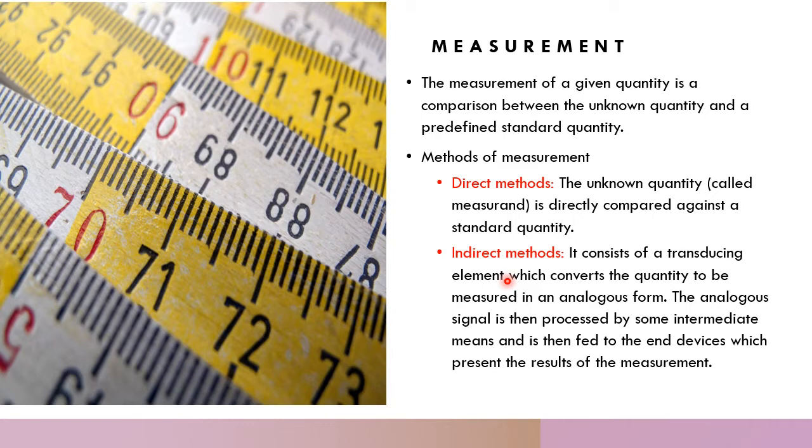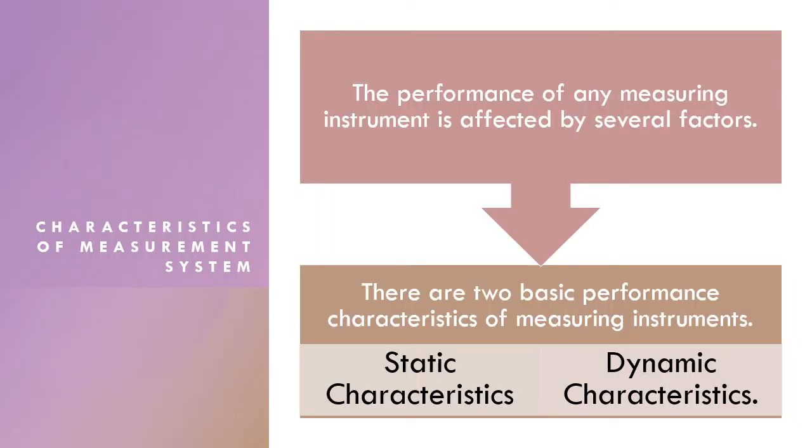But in indirect method, an intermediate device is used. First, a transducing element which converts the quantity to be measured into an analogous form. So that analogous signal is then processed and then the end device represents the results of the measurement. So intermediate process is included in the indirect method.